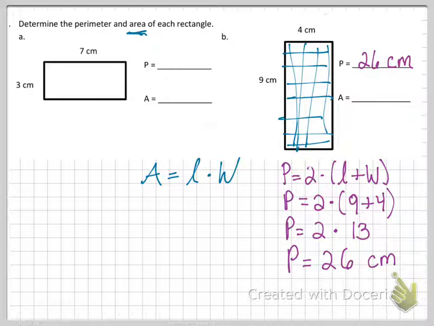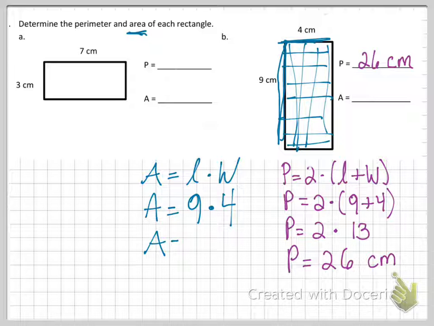And if we were going to put this in, we have to look at the length, which is 9. So A equals the length, which is the 9, times the width, which is up here, which is the 4. So A equals 9 times 4 is 36 centimeters squared, because these are squared units. So the area is equal to 36 centimeters squared.